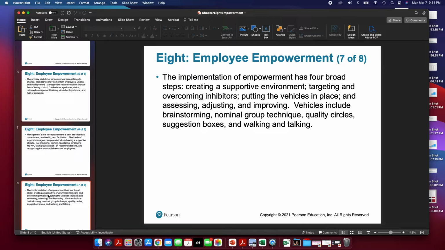The implementation of empowerment has four broad steps. First, create a supportive environment. Target and overcome inhibitors. Put the vehicles in place for employees to use. And then assess, adjust, and improve. Now, what are these vehicles? Vehicles include brainstorming, group technique, quality circles, suggestions, and walking and talking.